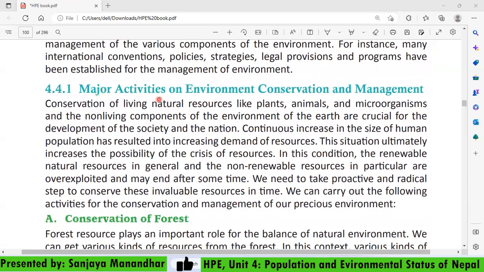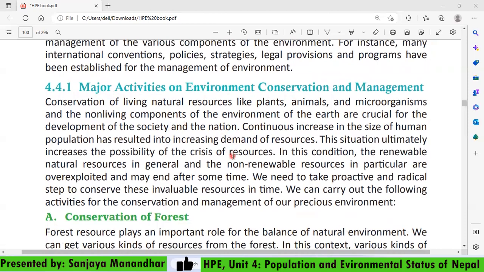Okay, now what are the major activities on environmental conservation and management? So major activities to conserve the environment and to manage the environment, what can be the activities we can do, or what have been done till now? These both questions' answers will come here. So what can we do and what have been done? Who is doing what? So especially we will focus on what can we do.